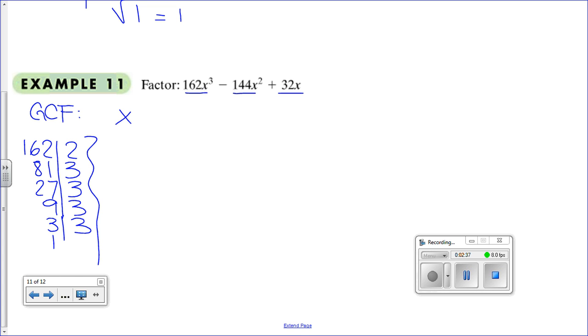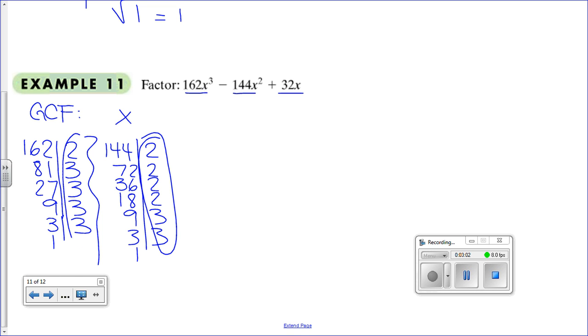For my next number, 144, prime factorization, we divide by 2. We do that, we get 72. We could divide by 2 again. In this case, we will get 36. Divide by 2 again, we get 18. Divide by 2, we get 9. Divide by 3, we get 3. Divide by 3, we get 1. So here we have the prime factorization of those two numbers.